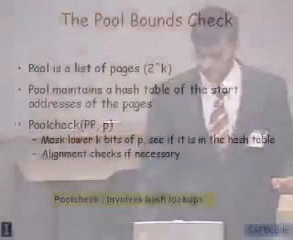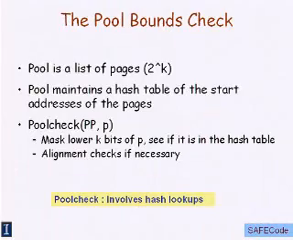If a pool is organized as a list of pages, each of size 2 to the k, right? And the pool maintains a hash table of the start addresses of the pages. Now when you want to do a runtime check that p points to this pool pp, what you need to do is just mask the lower k bits of p and see if it's in the hash table. And you have to do other alignment checks. Okay? So a pool check is efficient now, but still it involves a hash lookup.